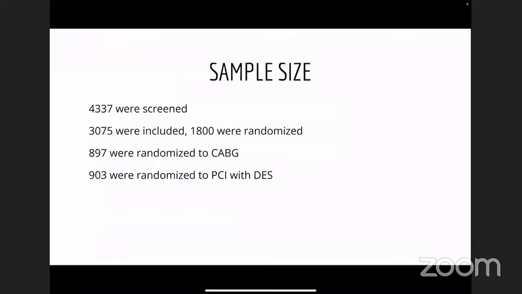The sample size was 4,337 screened. However, they included 3,075, and 1,800 were randomized, 897 randomized to CABG, and 903 randomized to PCI with drug-eluting stent.